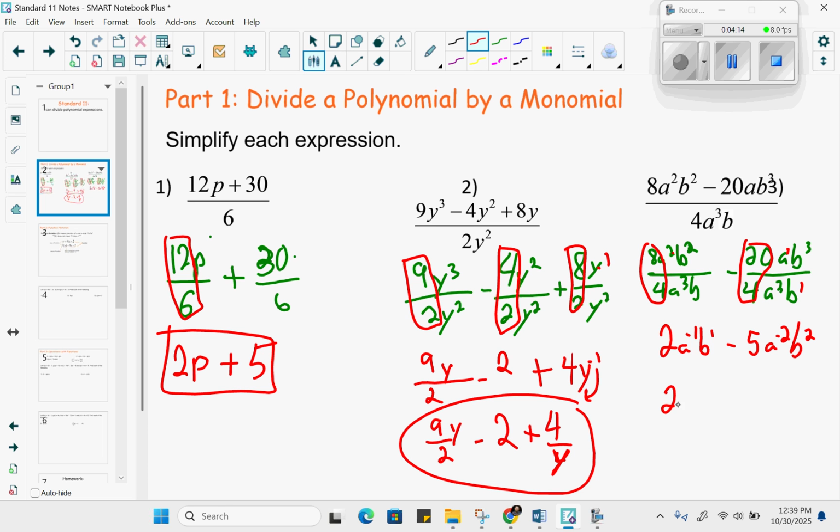I'm going to simplify again. 2. I'm going to move that a to the first down to the bottom. a to the first for b to the first, minus 5. Move the a down. a to the second.